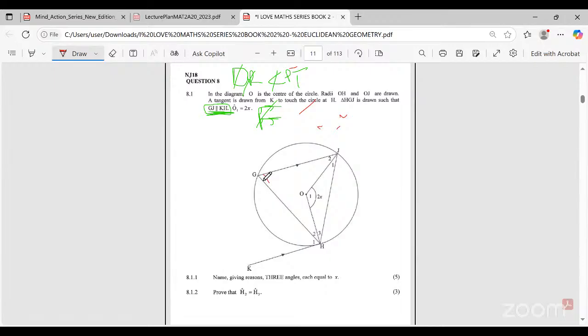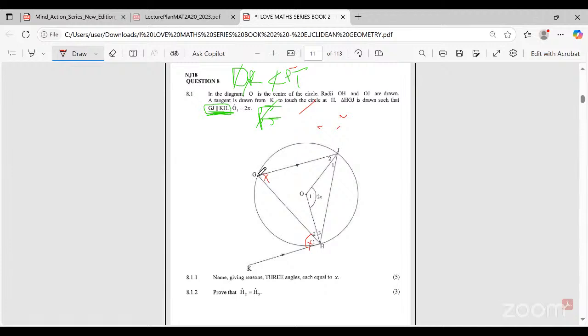Reason being, the angle at the center is 2 times bigger than the angle at the circumference. Okay, that is 2 marks. And then the other one? Angle H1 is x because the angle between tangent and chord is equal to the angle in the alternate segment. Tan chord theorem.